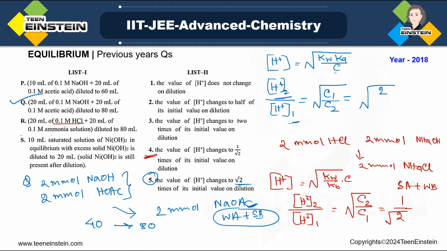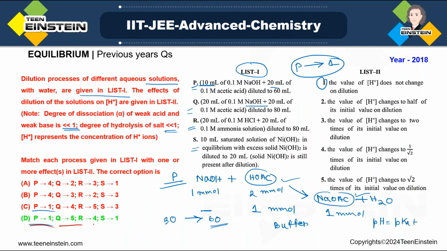So R is matching with 4, and 1 is left, which is S. Now for S, it is 10 ml saturated solution of nickel hydroxide, which is in excess of solid nickel hydroxide. Now this is a sparingly soluble salt. You have taken a saturated solution of nickel hydroxide in equilibrium with excess solid Ni(OH)2. You are diluting it to 20 ml, so double dilution. But in the bracket it is mentioned that solid nickel hydroxide is still present. That means it will not affect the H plus. So this is also equal to 1. So S is also matching with 1.